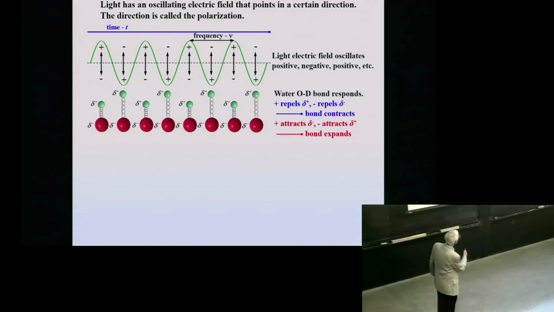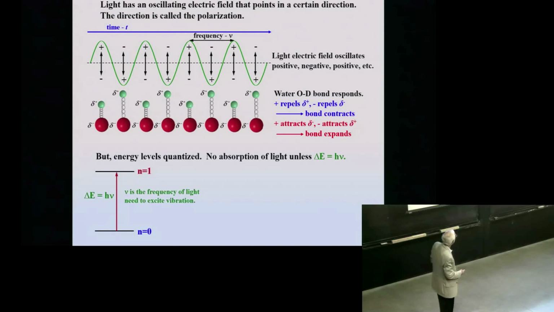So the net result is the oscillating electric field of light can couple to this vibration and make it oscillate, except only if it's the right frequency. So you need to have this frequency of the light match this quantum transition, and then you can put energy into these vibrational motions of this water molecule. So you can shine light on this thing, it has to be the right frequency, this is in the infrared, and you will take the molecule from not vibrating to vibrating.